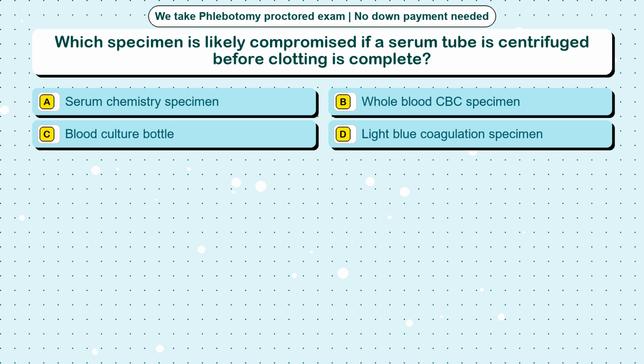Option A. Serum chemistry specimen. Option B. Whole blood CBC specimen. Option C. Blood culture bottle. Option D. Light blue coagulation specimen.